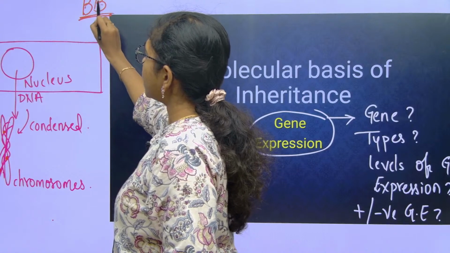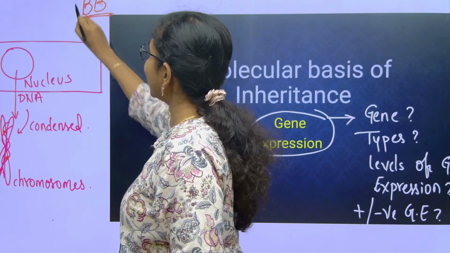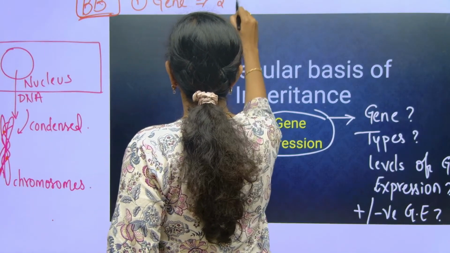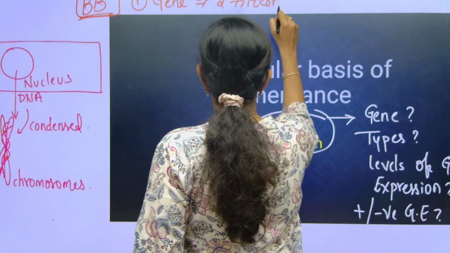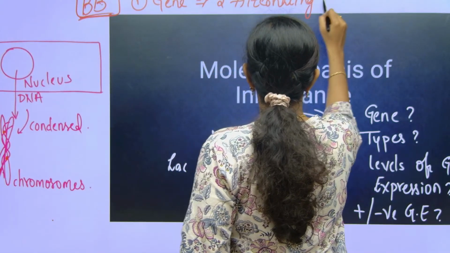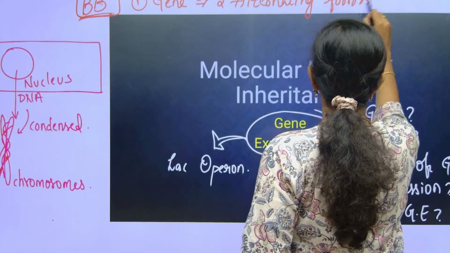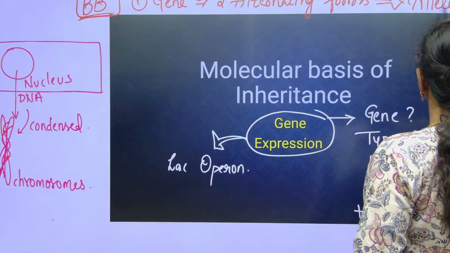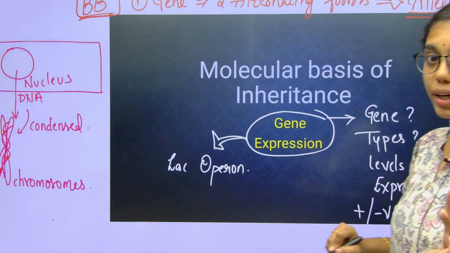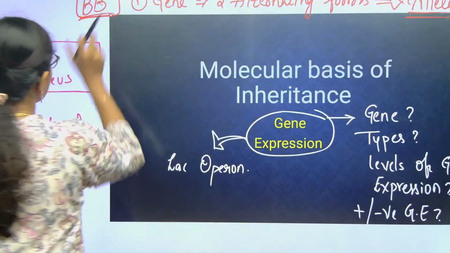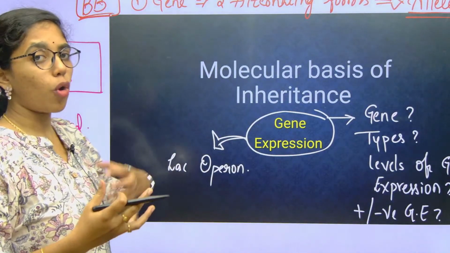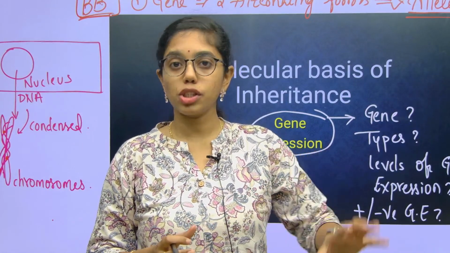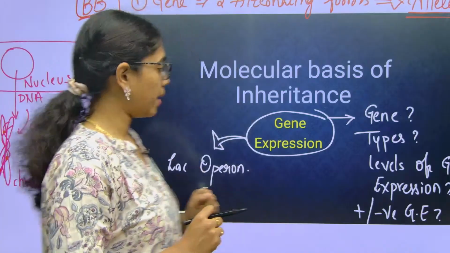And where are these present? These are two alternating forms of a single gene. One gene has two alternating forms, and these alternating forms are alleles. Alleles can be present as homozygous dominant alleles, heterozygous dominant alleles, homozygous recessive alleles. Likewise, alleles can be present.